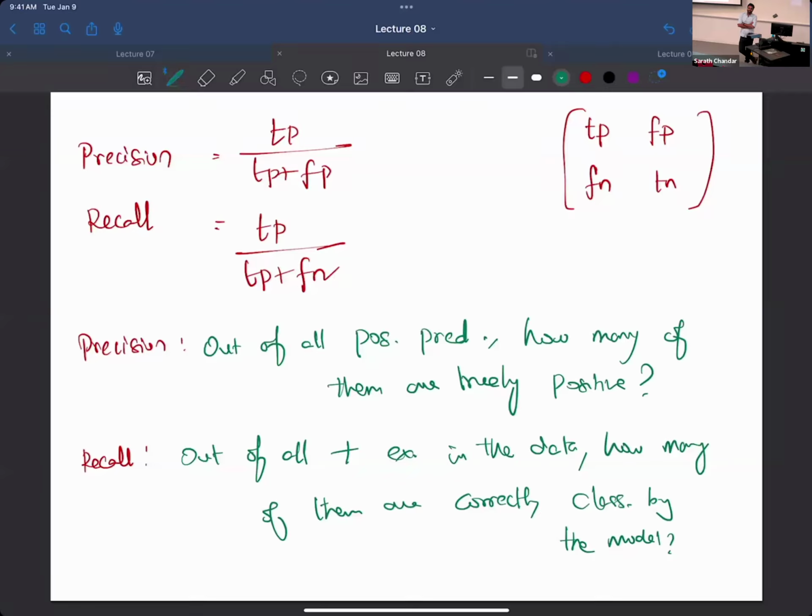But another example is your iPhone face password system, right? I guess you all use facial recognition for passwords. This is an example where, if you really care about the privacy of your phone, you want the system to be highly precise. Sometimes it's okay if it doesn't recognize your face, because worst case you can always type in your password, but it is not okay that it recognizes someone else's face as your face, right? So here you really care about precision.